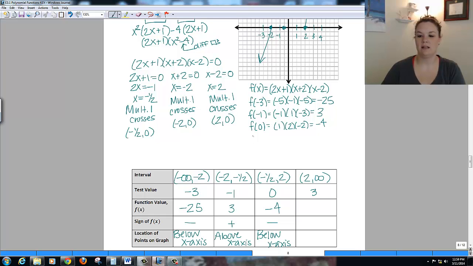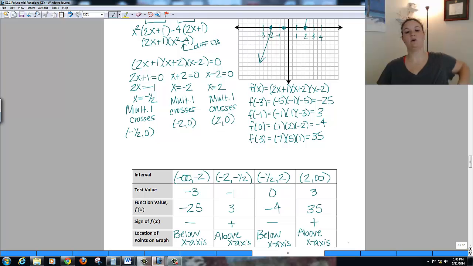Okay. And then my last test point is 3. When I plug in 3, I get 2 times 3, which is 6, plus 1, which is 7. 3 plus 2, which is 5. And 3 minus 2, which is 1. So when I multiply all these together, I get 35, which means that this interval is a positive interval, which means all the y values should be above the x-axis. Okay. So now that I know that, let's go ahead and plug these numbers in.